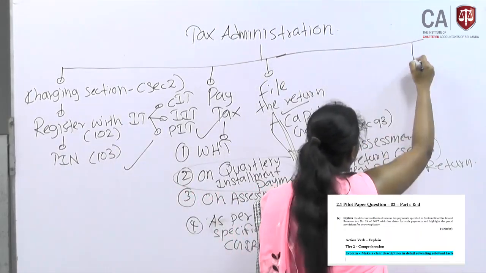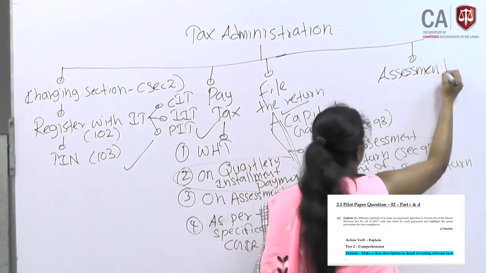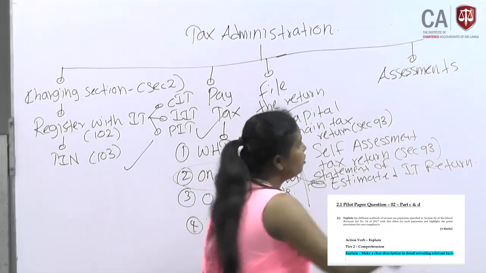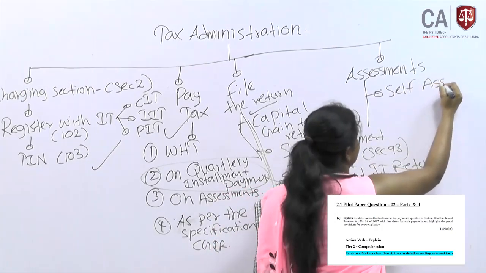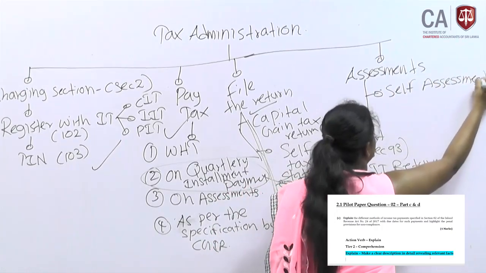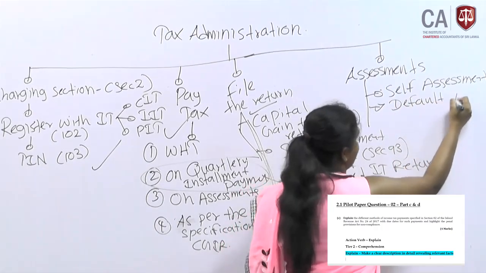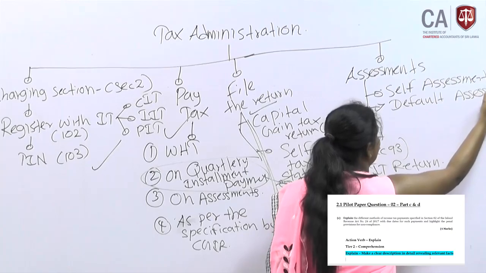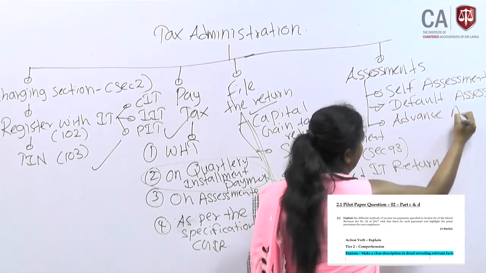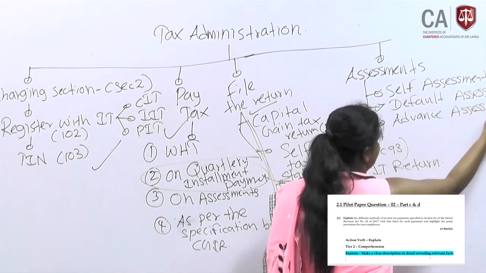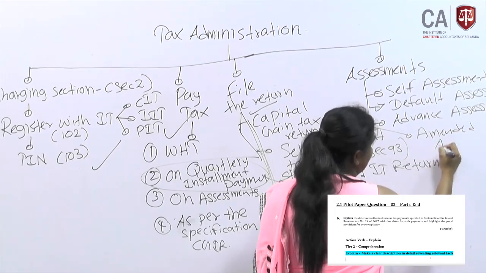Now after you file the return, the department can raise assessments. There are 4 kinds of assessment: self-assessments, second one default assessment, advanced assessments, and next amended or additional assessments.